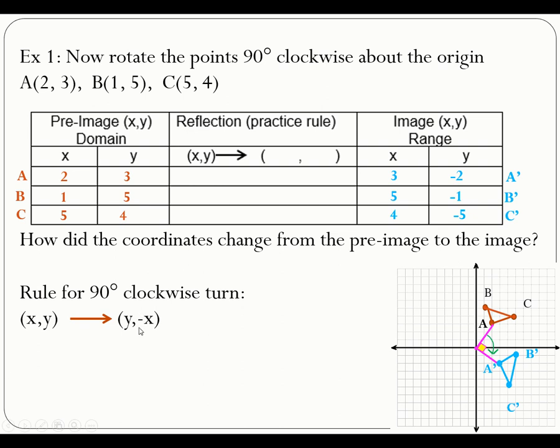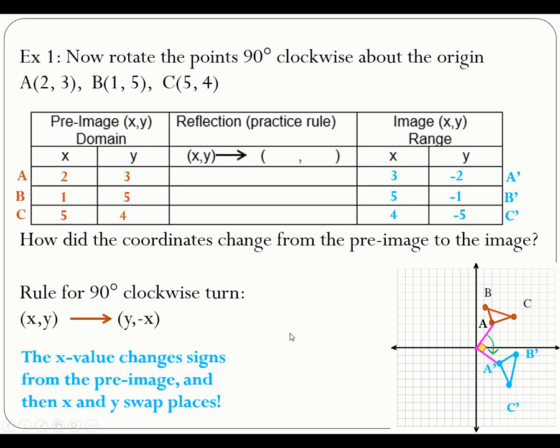Okay, so what that means, if you see, x and y have swapped places, like the 3 and the 2 swapped places, over here the 1 and the 5 swapped, and the 5 and the 4 swapped. But if you guys notice, all the original x's changed signs. Whoa, holy hot dog. When x moved into the y spot, they all became negative. So our rule is (y, negative x), and what that means is the x value changes signs from the pre-image, and then your x and y swap places. So you change the original x signs, and then they switch places.